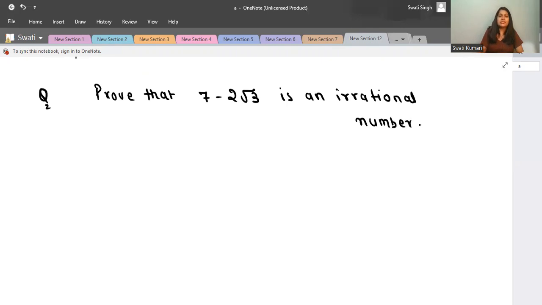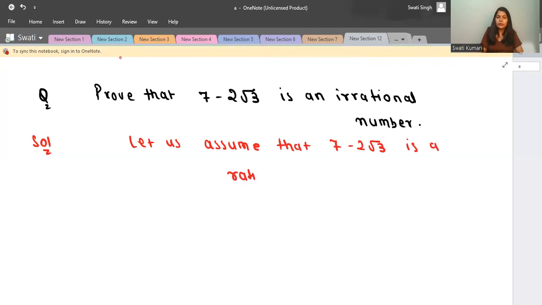Okay, let me tell you, this is personally my favorite question, okay? Whenever I used to get such a question, prove that this is an irrational number, I knew how to do this. So yes, that is why I used to love this question. So let us start with the solution. So again, we can say let us assume that this is a rational number, okay? We are going to solve this using contradiction again. So let us assume that 7 minus 2 root 3 is a rational number.